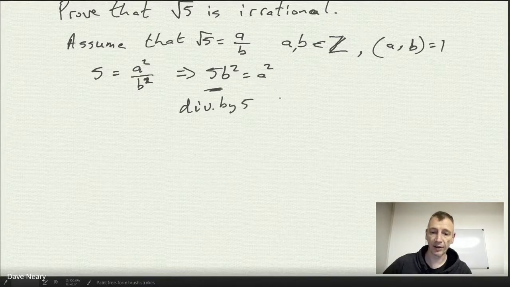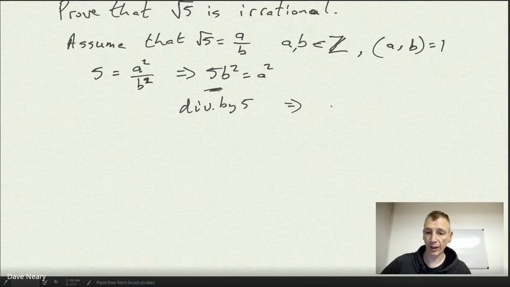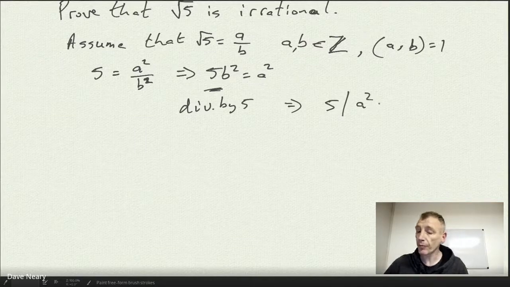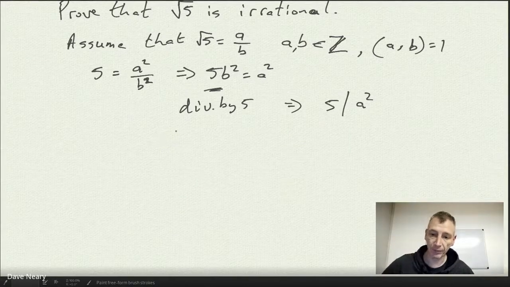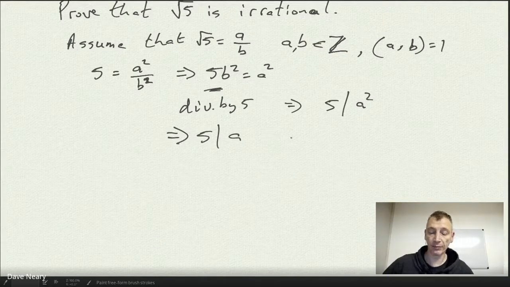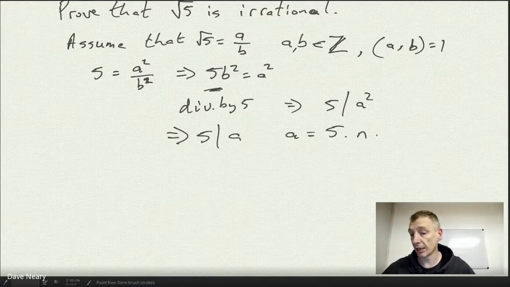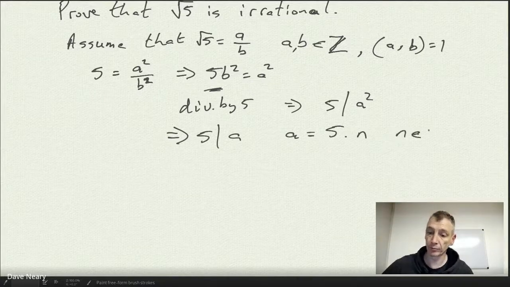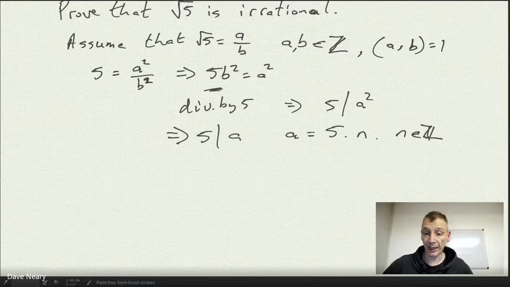So the right-hand side must be divisible by 5. So we use this notation: 5 divides a squared. Now, since a is an integer, if 5 divides a squared, then 5 clearly must divide a. So we can write a as 5 times n for some n in the integers.